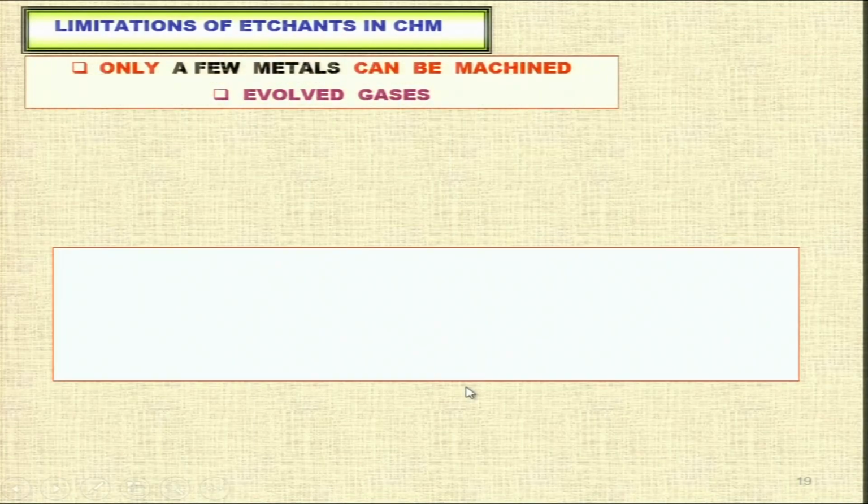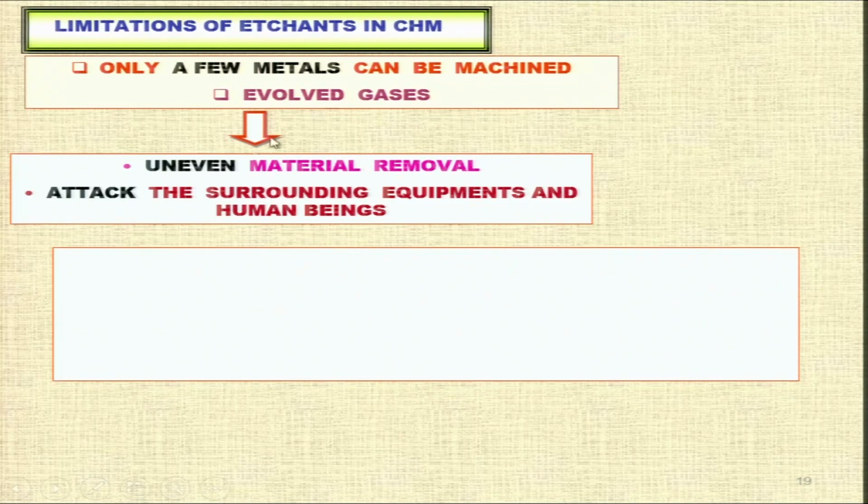Limitations of etchant in chemical machining: only a few metals can be machined. Evolved gases are there, and because of these evolved gases, uneven material removal may take place. So it has been suggested that you should stir the etchant or vibrate the etchant so that the gases are driven out from the etchant path.